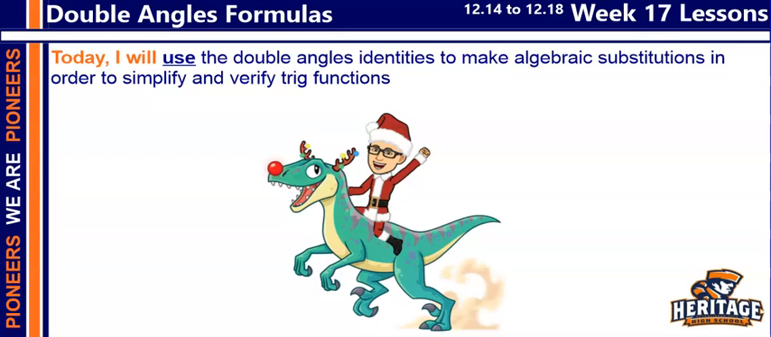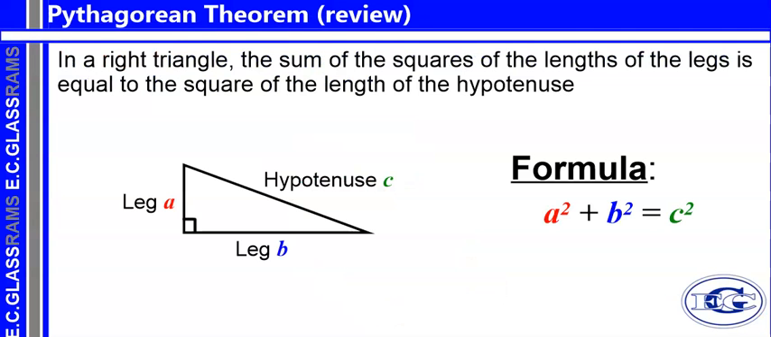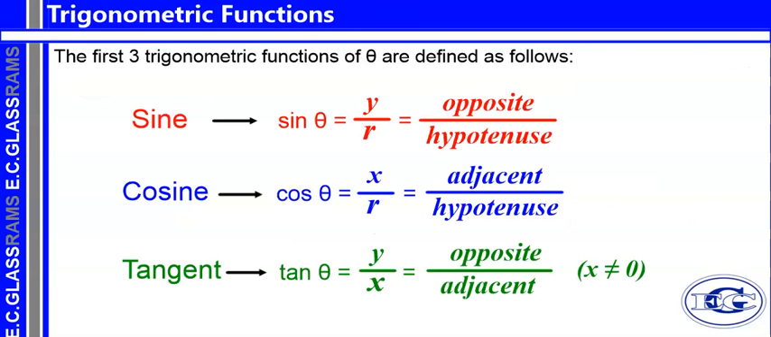Welcome one and all to the video on the double angle formulas, where you will learn to use the double angle identities to make algebraic substitutions in order to simplify and verify trig functions. Here's a review slide on the Pythagorean theorem, where you have a squared plus b squared equals c squared, where given two sides of the right triangle, you can find the third missing side.